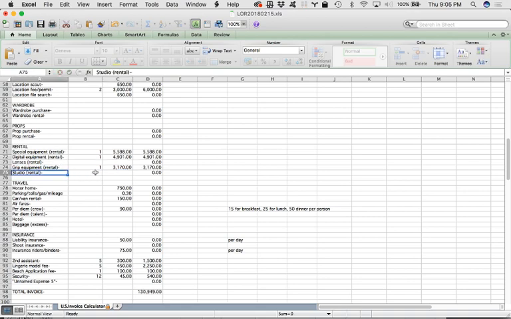Okay. Studio rental. I've got 2 days of studio rental at $1,200 a day. That's a good average price for a studio rental.